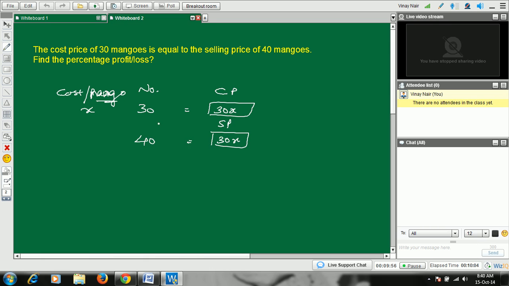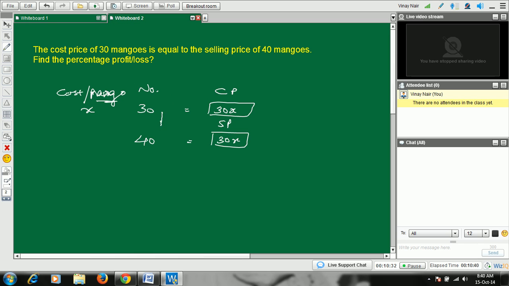So we bought 30 mangoes for 30x rupees, and we are selling 40 mangoes for the same amount. This is assuming that we had some other earlier stock, let us say, because otherwise how can we sell 40 mangoes from 30 mangoes? So assuming that we had bought some more, this is just an example that I am taking. We had some earlier stock, let us say.